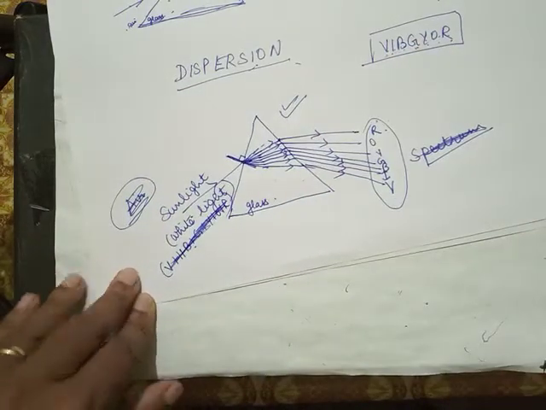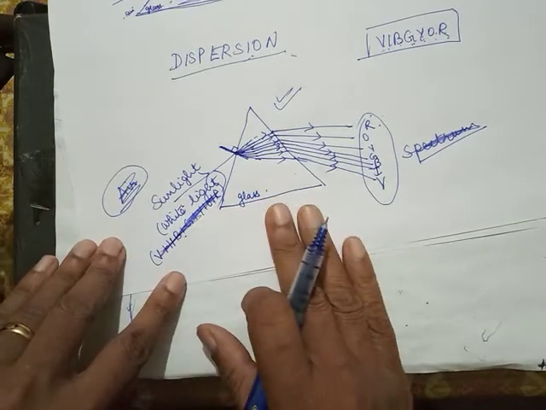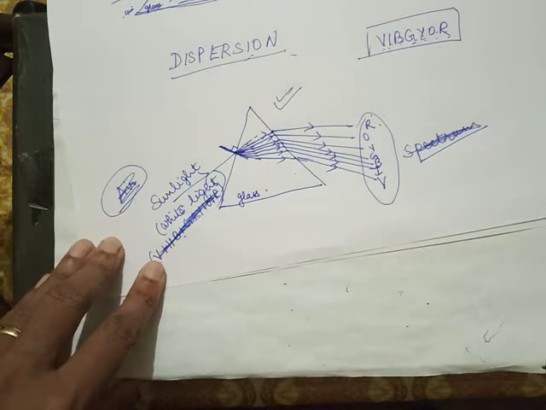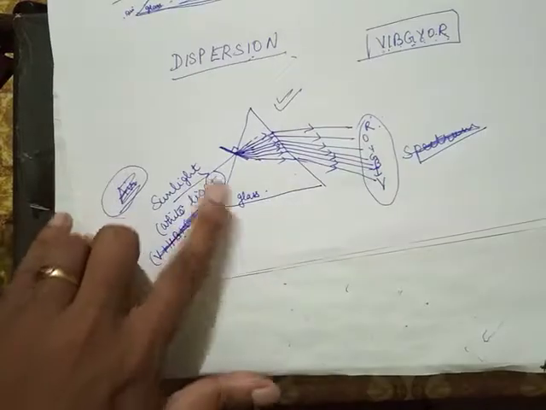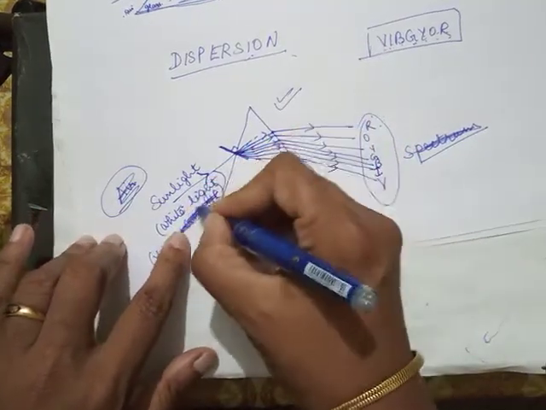This is a prism showing the phenomenon of dispersion. This is the diagram for a prism showing the phenomenon of dispersion. In this diagram, which is not very clear, I want you to draw this. Is it clear, children? Okay, sunlight or white light.